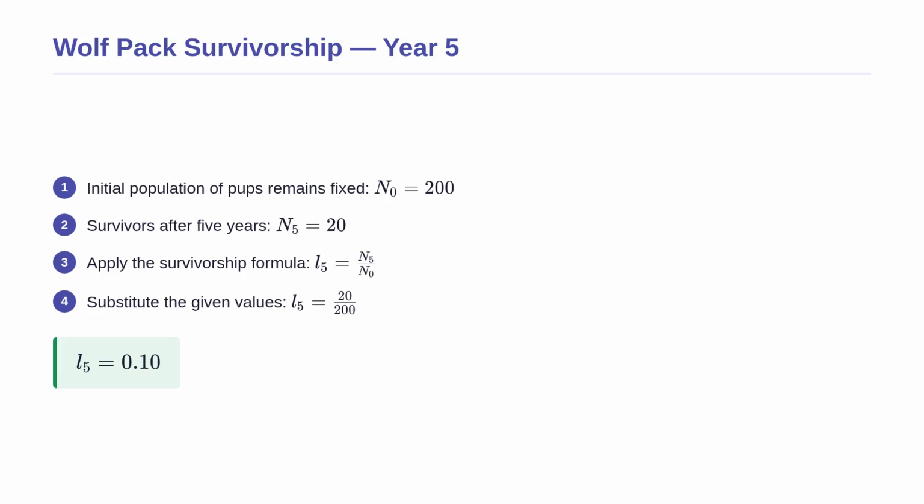Continuing with our wolf pack, the biologist checks back after 5 years. Now only 20 wolves remain from the original cohort. We want to find the survivorship at year 5. Again, we use our formula. Our starting population, N0, remains fixed at 200. Our current survivors, N5, is 20. Dividing 20 by 200 gives us 0.10. This tells us that only 10% of the original cohort managed to survive to age 5. This steep drop shows that life in the wild is harsh as the wolves age.